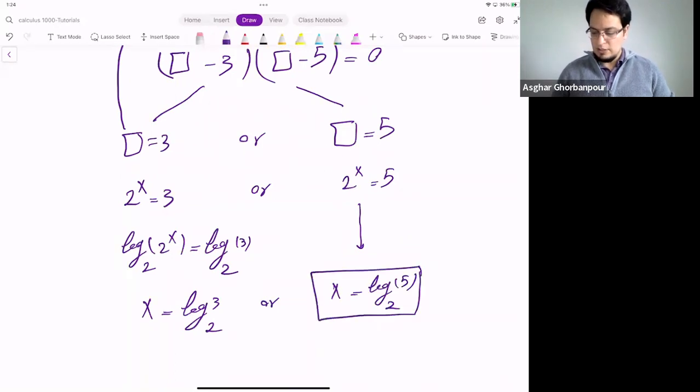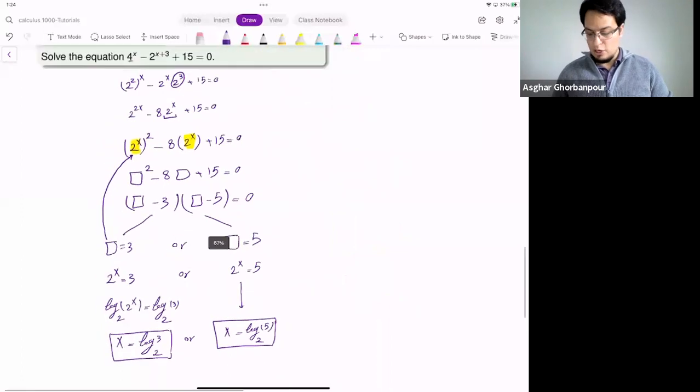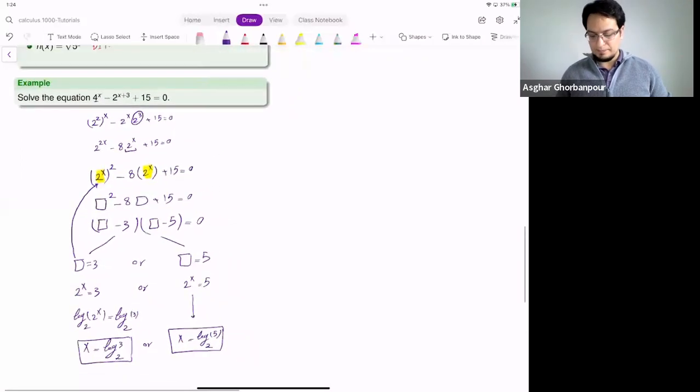So there are 2 values of x which will solve this equation, and that's either log of 3 base 2 or log of 5 base 2.